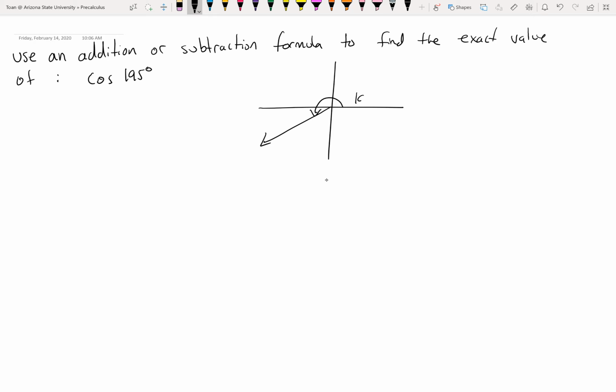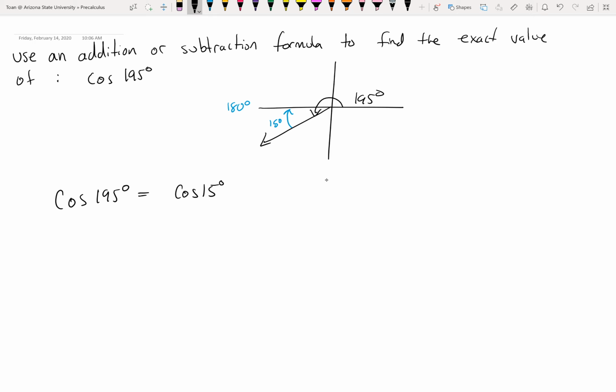That right there is 195 degrees. So this guy right here is its reference angle. Well, knowing that this line here, the negative x-axis, is 180 degrees, that must mean the reference angle is 15. So we know that cosine of 195 degrees is the same as cosine of 15 degrees.